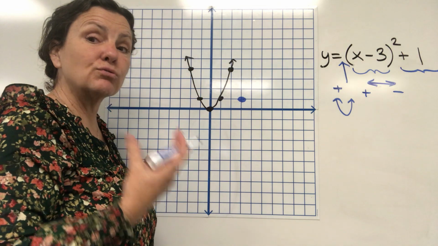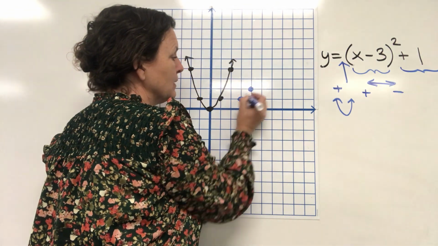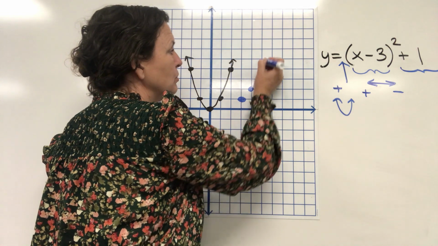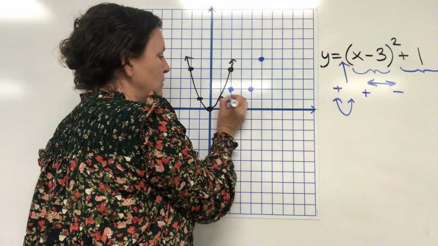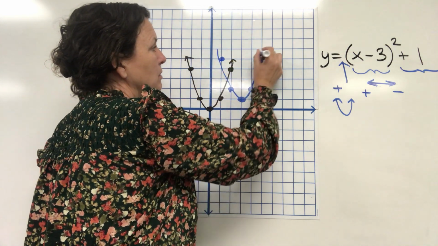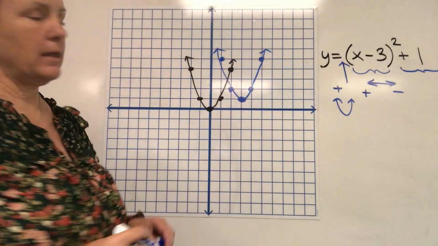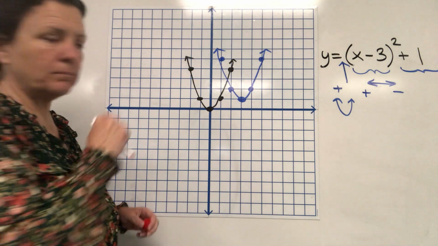And then now you use those same patterns that we know about. Over 1, up 1, and over 2, up 4. Over 1, up 1, and over 2, up 4. Nice. Look at that beauty queen. It's fancy. Let's try another one.